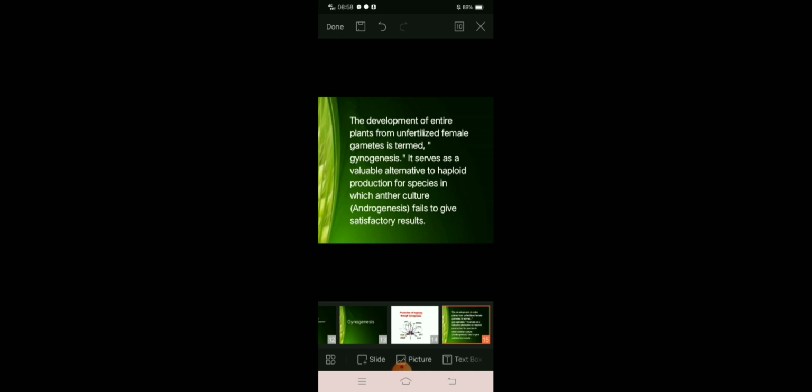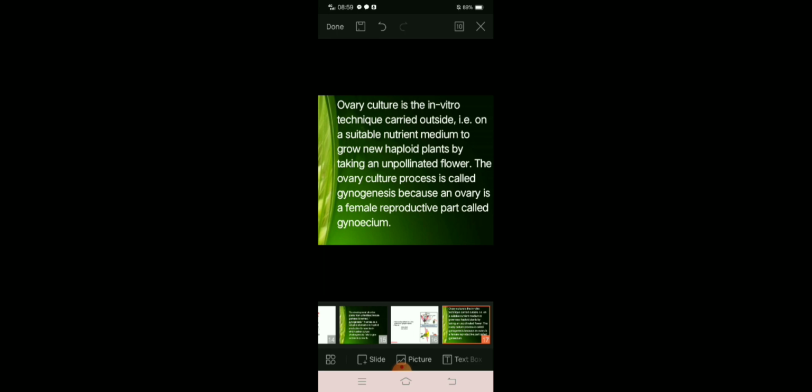So gynogenesis uses the unfertilized female gametes, while androgenesis uses the male. Gynogenesis is the alternative: if the androgenesis that we do fails, or has a backjob, it is the second choice, which is gynogenesis.